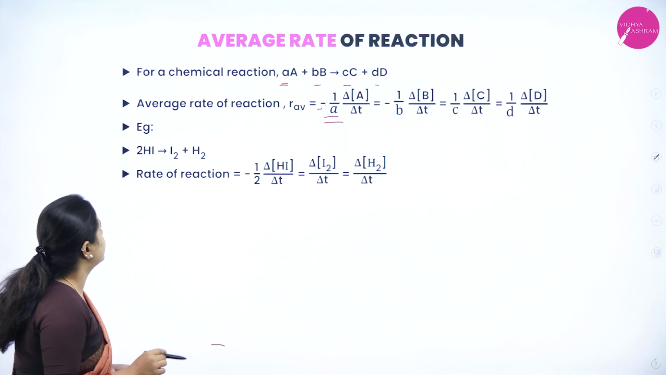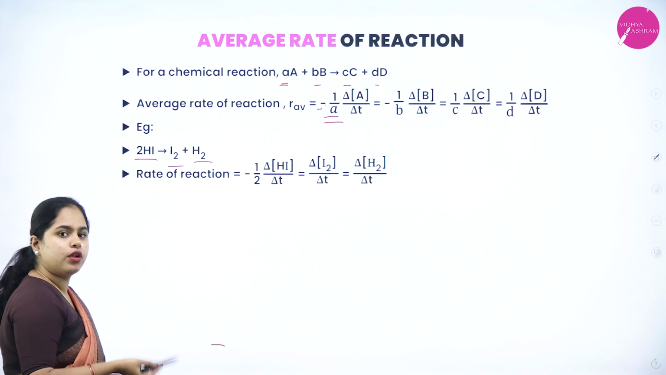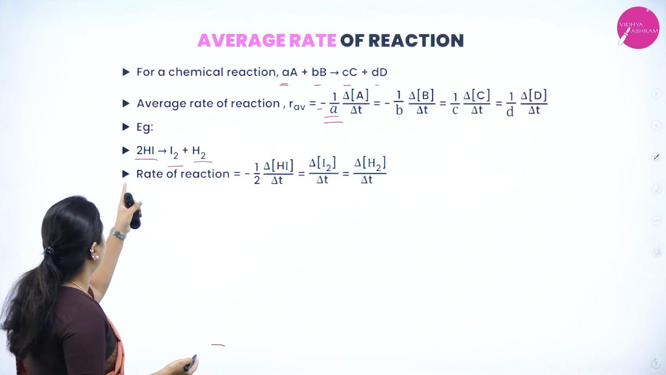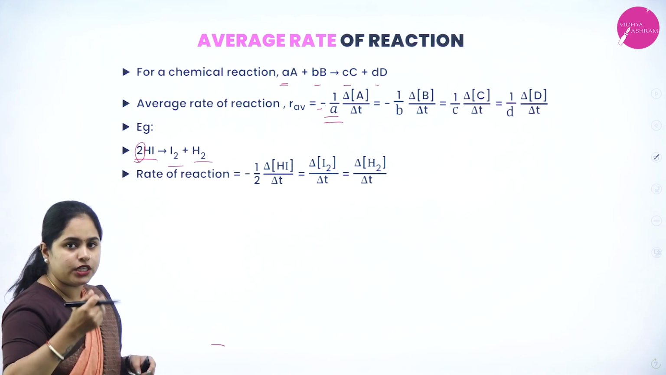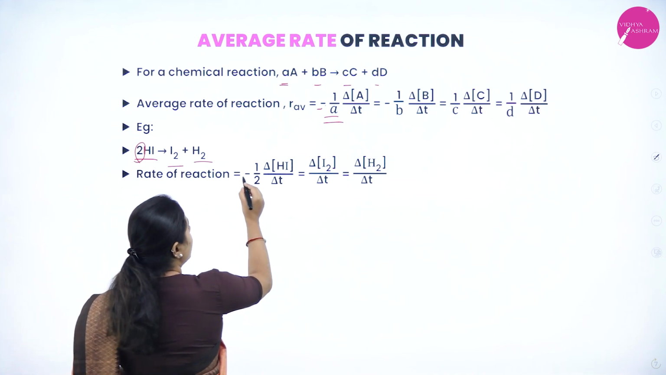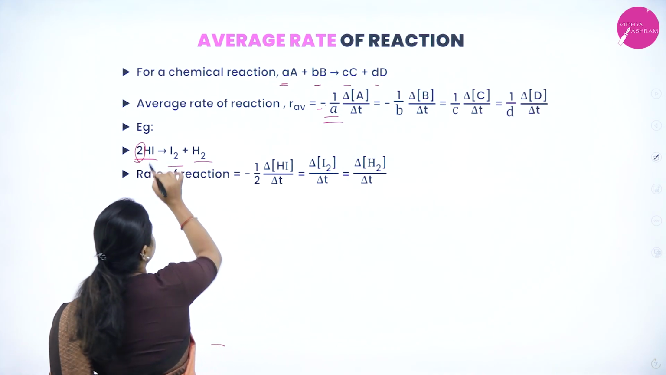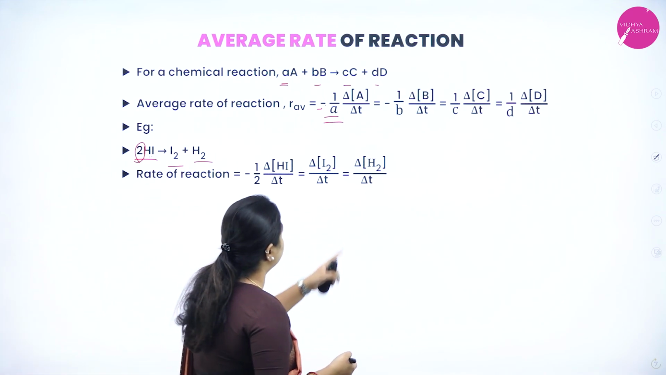Okay, so let's take an example here. 2HI is giving I2 plus H2. How do you write the average rate of reaction? As you can see, it is 2 here. So what do you do with the 2? You take 1 by 2, take the inverse of it. And it is the reactant, so minus 1 by 2, right? Minus 1 by 2 delta, what is it? Concentration of HI by delta T is equal to, right?